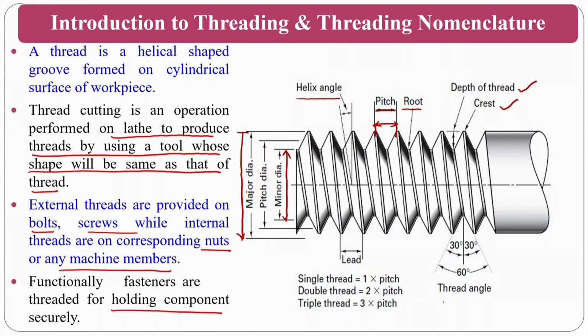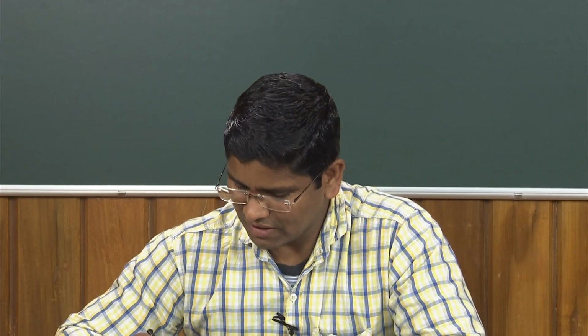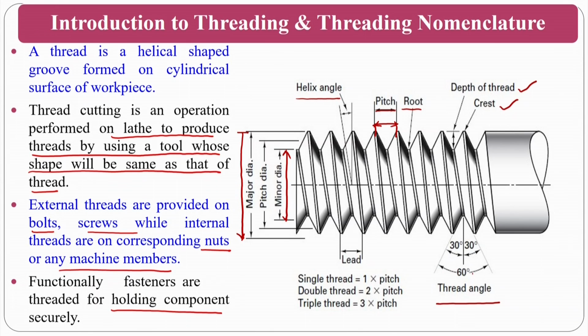Now we will also have the thread angle. Normally the commonly used or commonly explained threads are V threads, where you will have 60 degrees, which you can divide into 30 and 30 here. So you will have single start threads and multi start threads, which I was talking about, and I will explain what single start, multi start and all those things are.